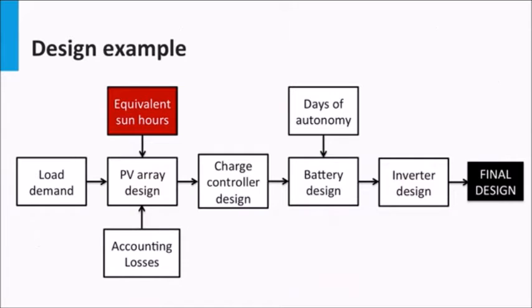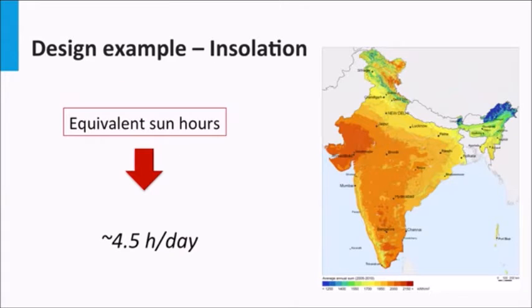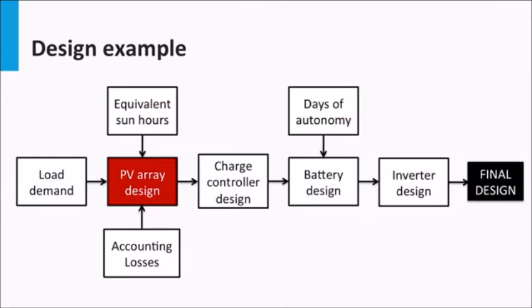The next thing we have to consider is the equivalent sun hours. This will, of course, depend on the irradiance that the chosen location enjoys. In this example, suppose that the place is in a location within India and that the place enjoys an average of 4.5 equivalent sun hours. Knowing the load demanded at the PV output and the equivalent sun hours, we must now estimate the rated PV power required in the PV system.